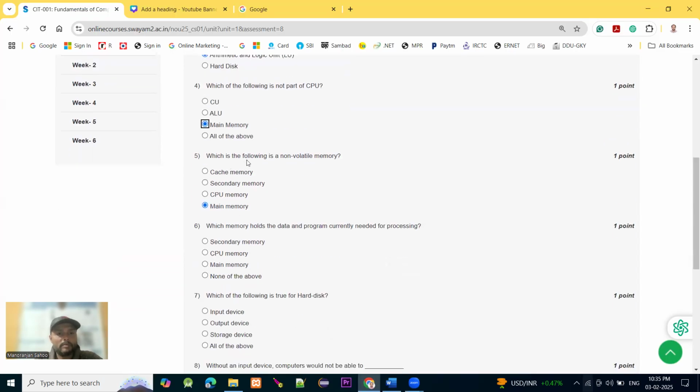Moving to question number 5, which of the following is not a non-volatile memory? Non-volatile memory is the secondary memory. Secondary memory means it can store the data permanently. Cache memory is a volatile memory. CPU memory also, and main memory also, are volatile memory. But non-volatile memory, which can store data permanently, is a secondary storage device.